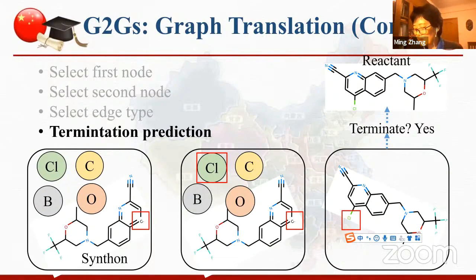And finally, it's termination prediction. Our module predicts whether the graph translation is done or not. If it needs to be terminated, the current synthon is regarded as the final reactant. If it does not, the module will select another node and repeat this procedure.